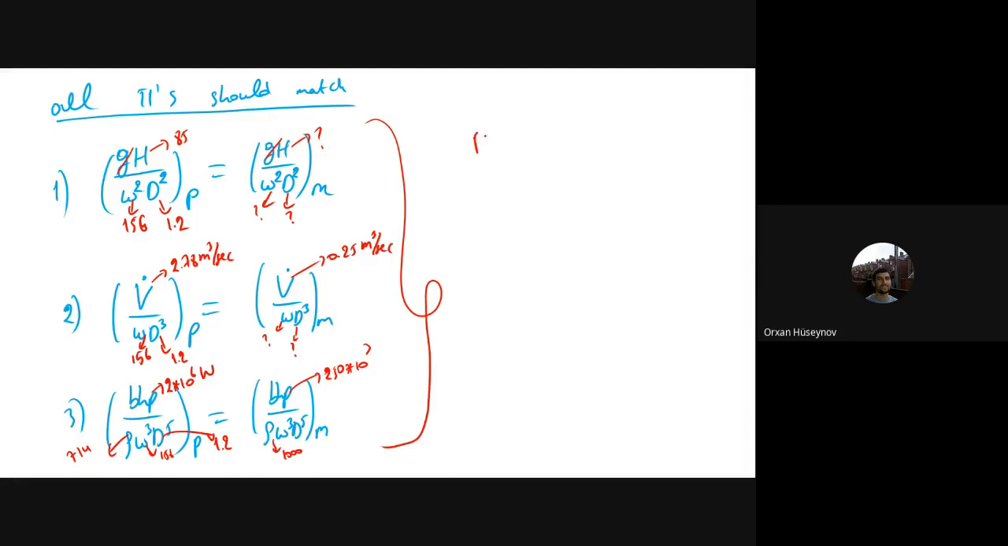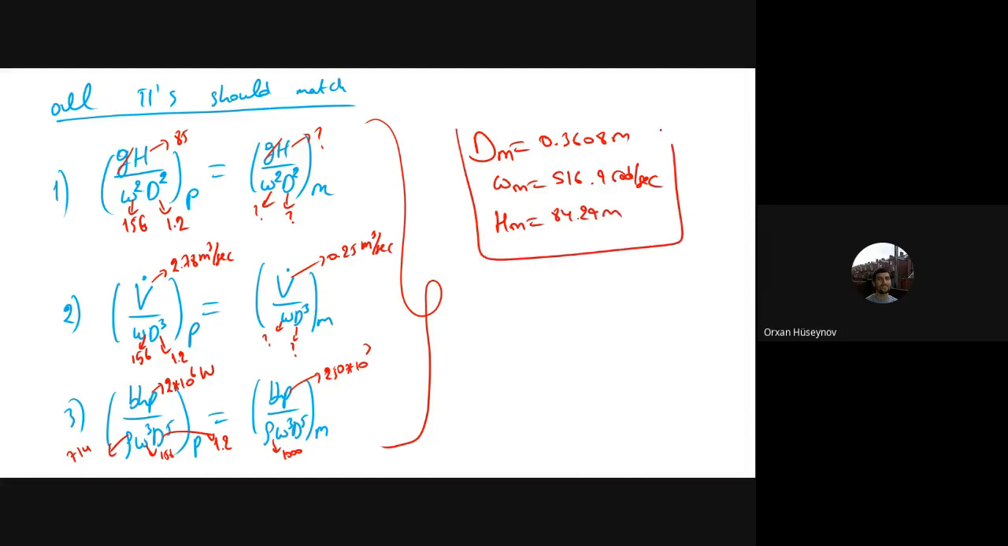So you will get D for the model as 0.3608 meters, and the omega for the model is 516.9 radians per second. And then for H, it will be 84.29 meters. You can solve the equations and get the values here.